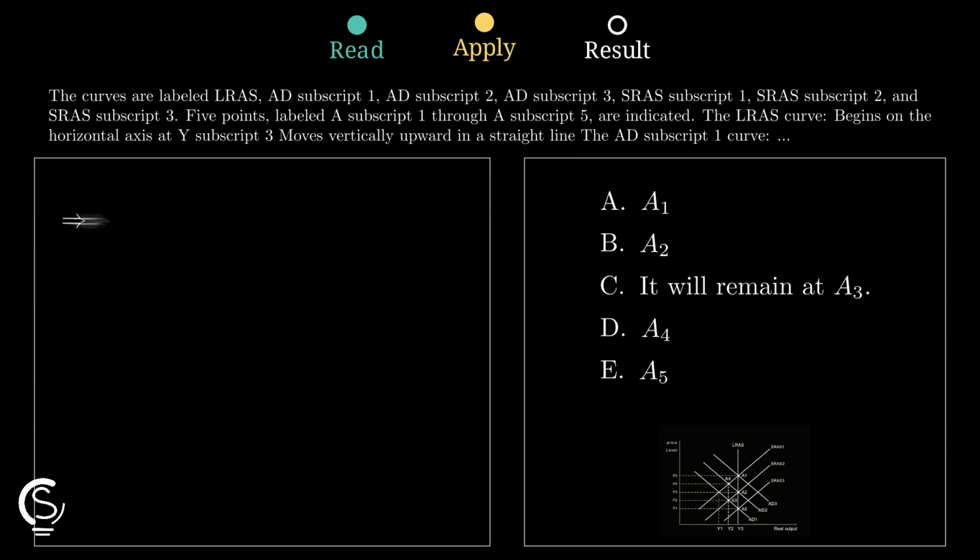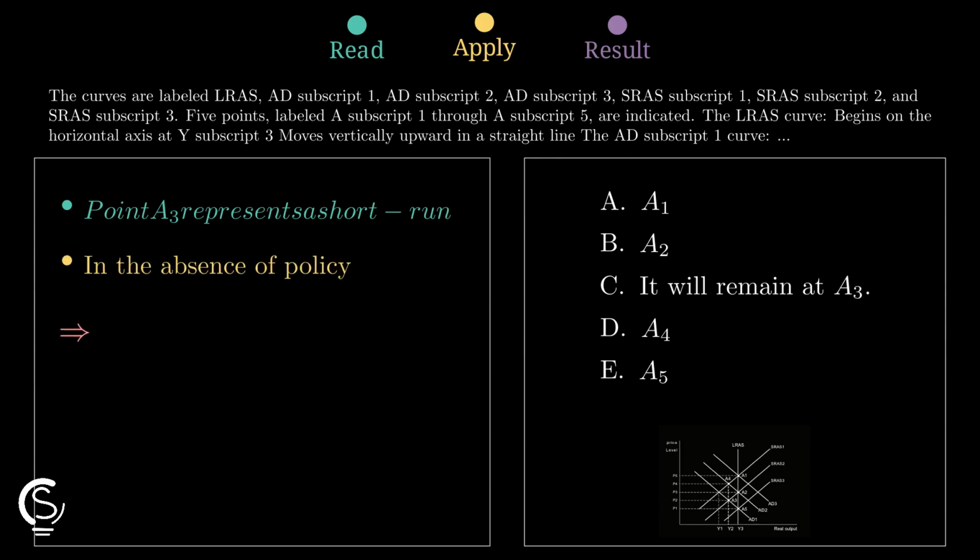Without policy changes, nominal wages will eventually fall because of the high unemployment. This decrease in production costs shifts the short-run aggregate supply curve downward and to the right. The economy slides down the AD1 curve until it hits the long-run equilibrium at point A5. That makes option E our final winner today.